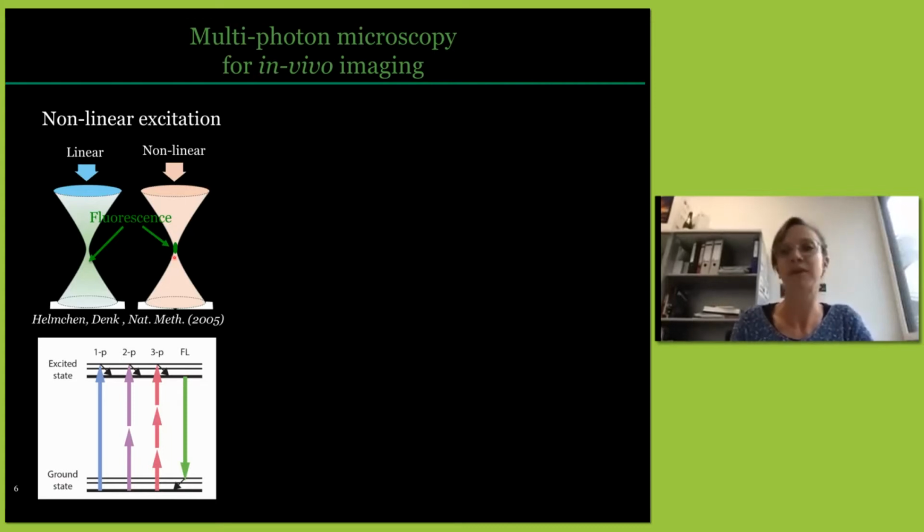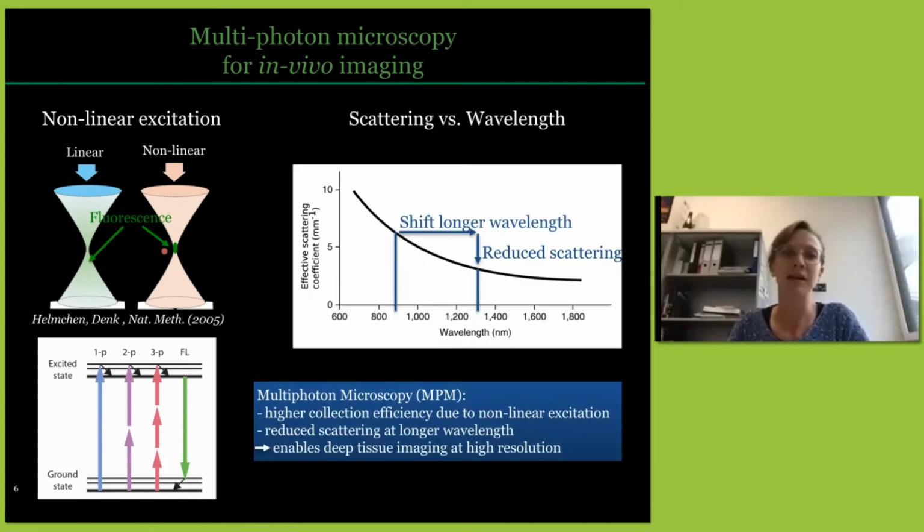And this comes with the advantage that both scattered as well as ballistic photons now can be detected, as their origin can be assigned back to a single point inside the volume, therefore significantly increasing the detection efficiency. And additionally, nonlinear excitation allows us to shift the excitation more to the near-infrared spectral range where scattering is reduced, and hence penetration into the tissue is also enhanced.